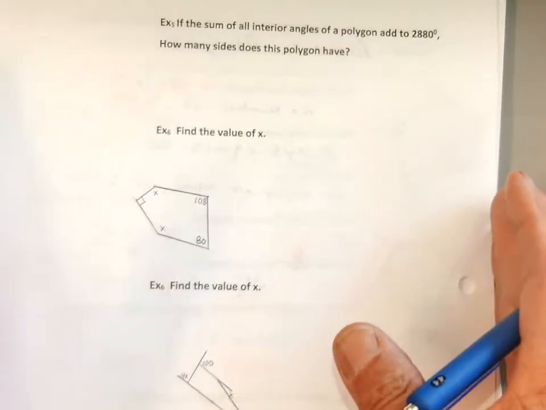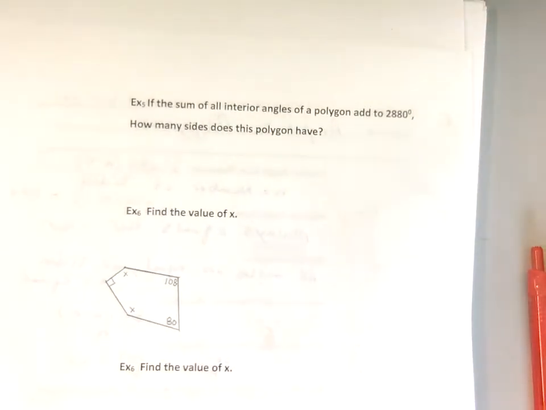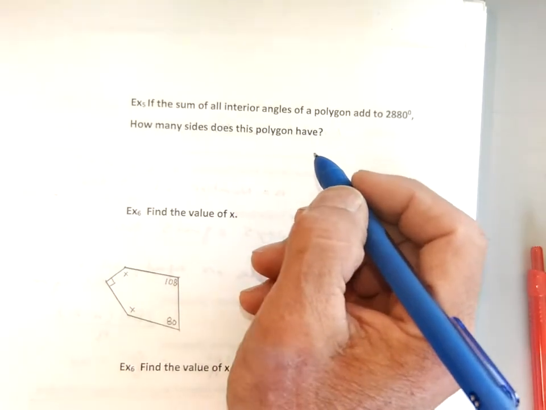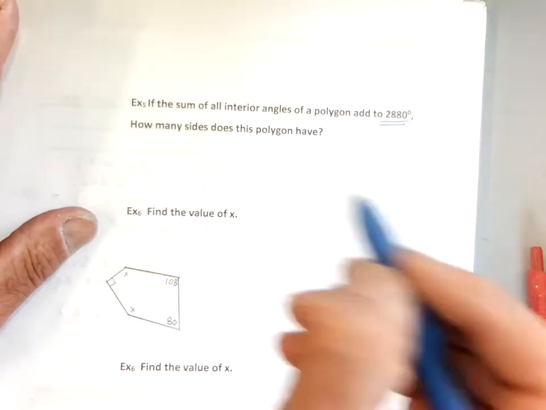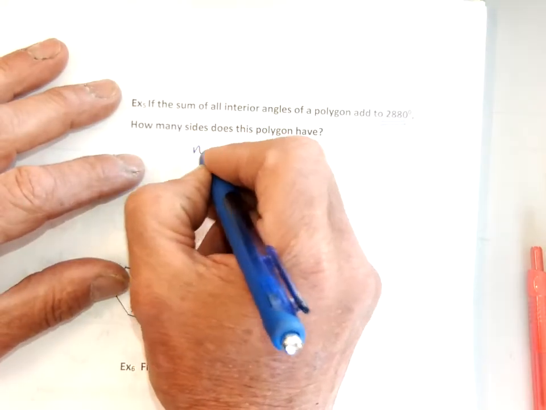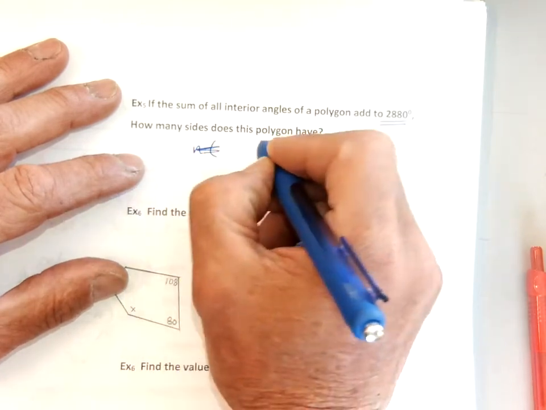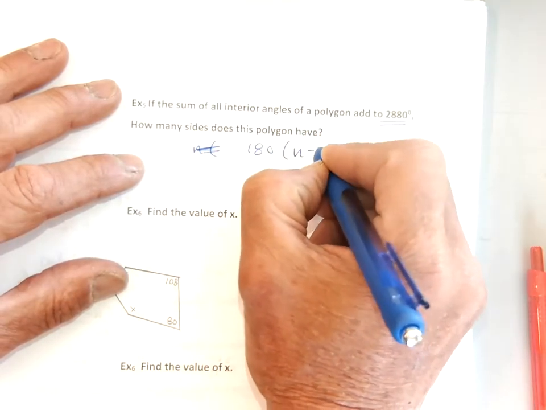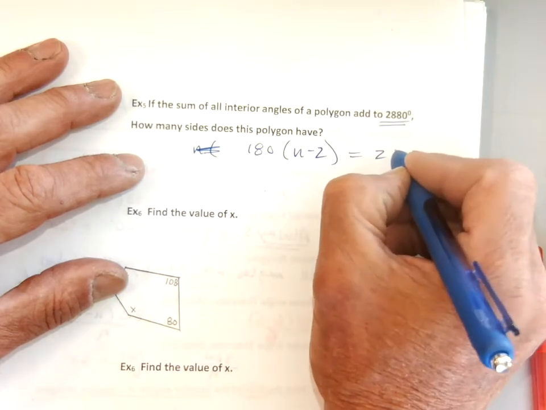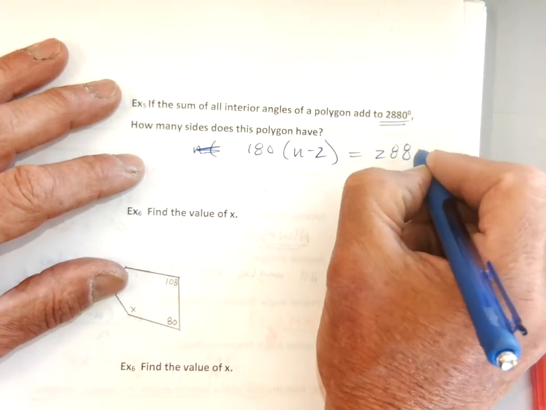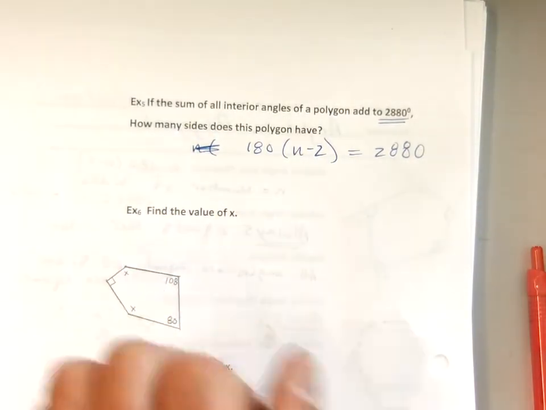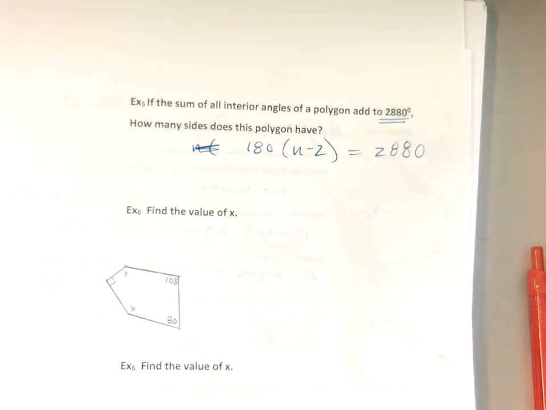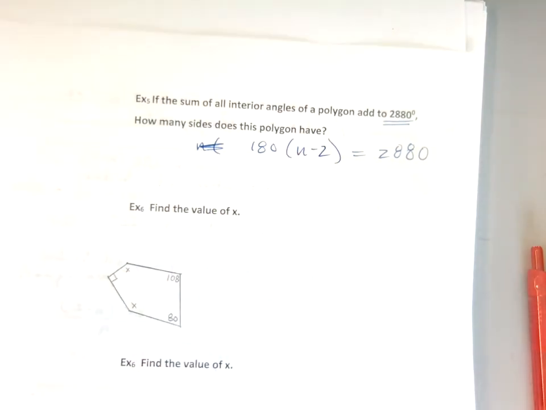Now example 5 is like Jeopardy. There's some polygon. I don't know what it is. It's a big polygon, and the angles all add up to 2,880. So let's see. I have a formula: 180 times n minus 2, and that has to equal 2,880. I don't know what n is, so I'm just going to work it backwards. I have some polygon, I don't know what it is, and I know the answer is this. So let's just solve it.